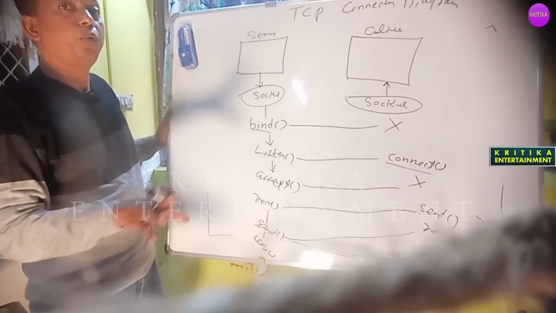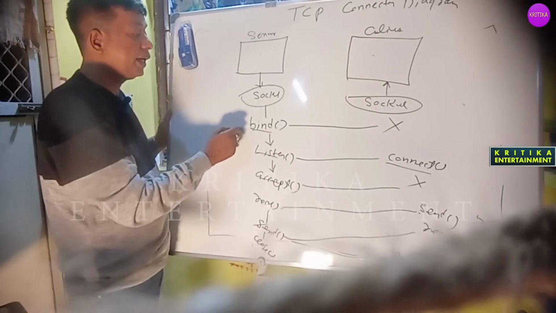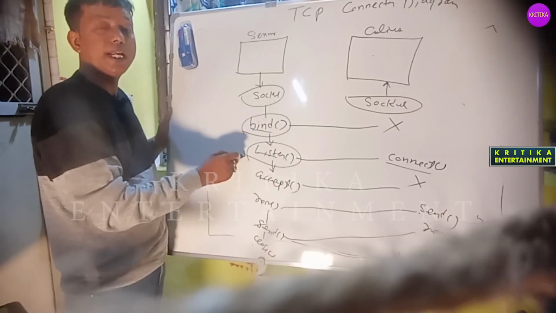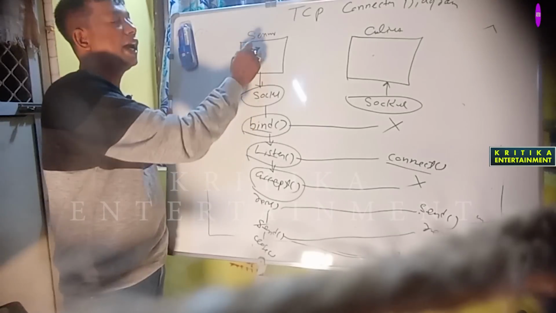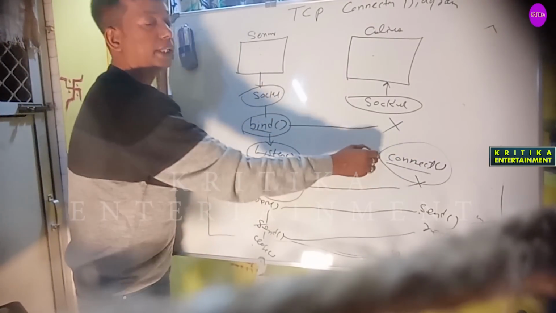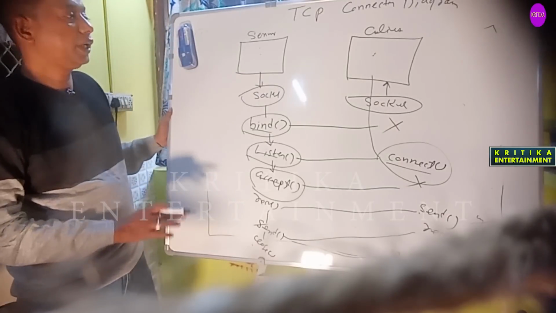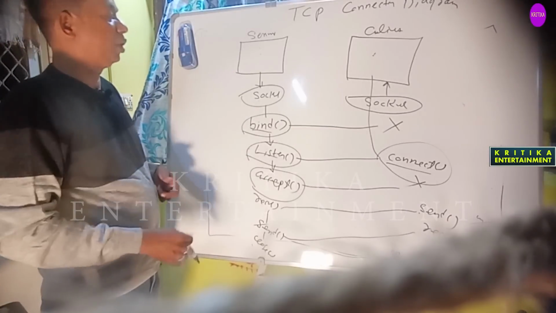Then how do we know whether it is a server machine or not? If you find a bind function, a listen function, and an accept function, then you can know that it is a server machine. When you find a connect function, then you know it is a client machine. Now we will discuss these functions.